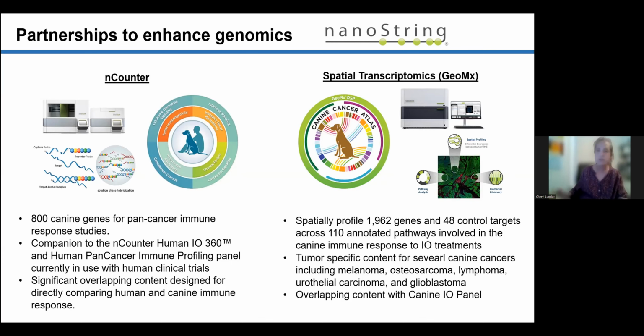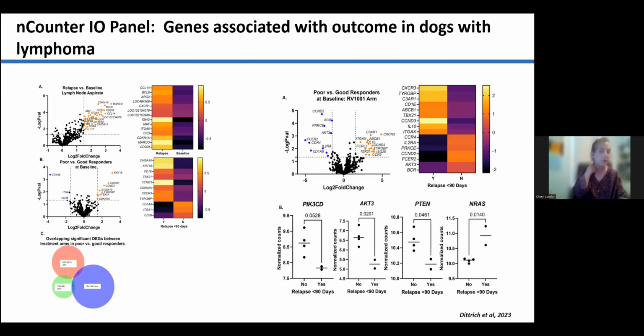I'm going to show you some data that we've generated and published using the canine IO panel. In fact, it's now being used quite widely. In this set of data, we had a clinical trial in dogs with diffuse large B-cell lymphoma, and using the canine IO panel, we were able to identify genes that were associated in the baseline tumor with poor versus good response. This is the output read across all of our cohorts.